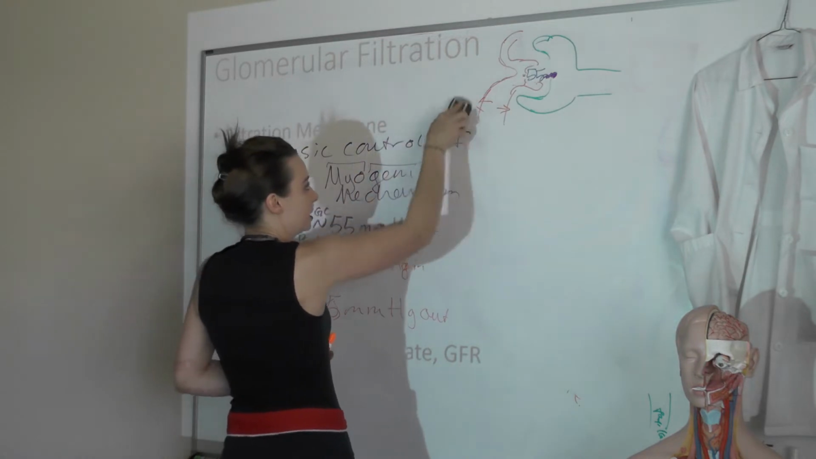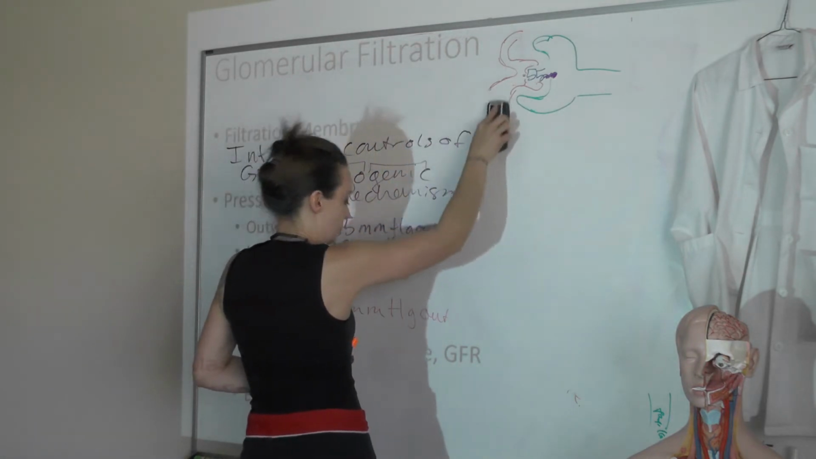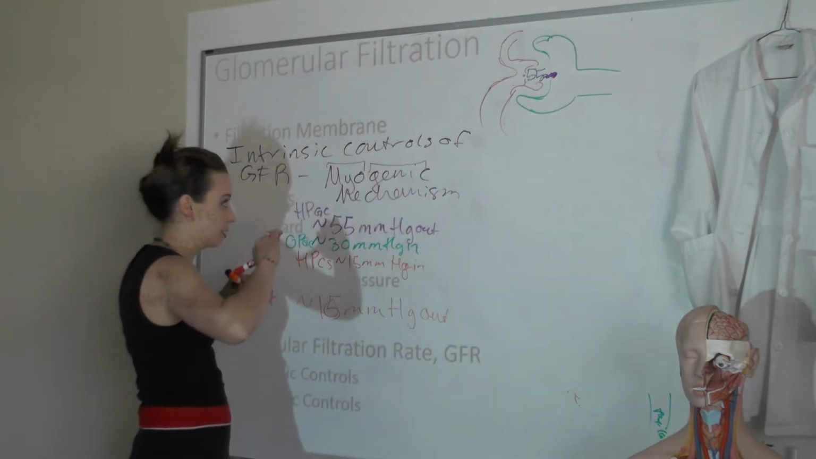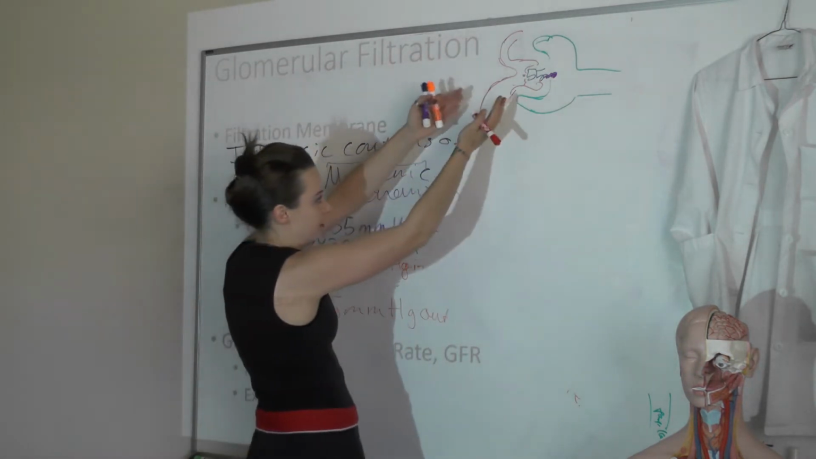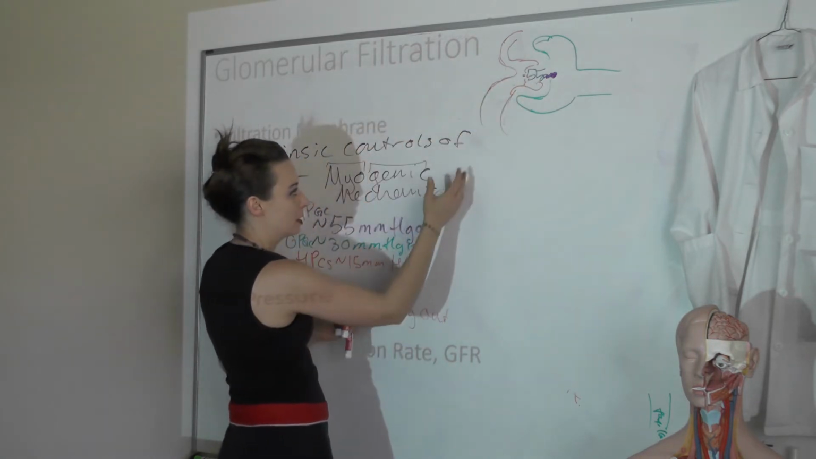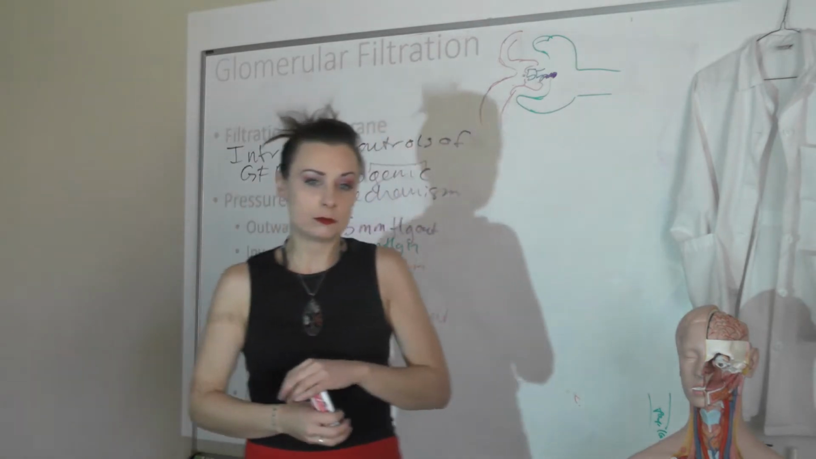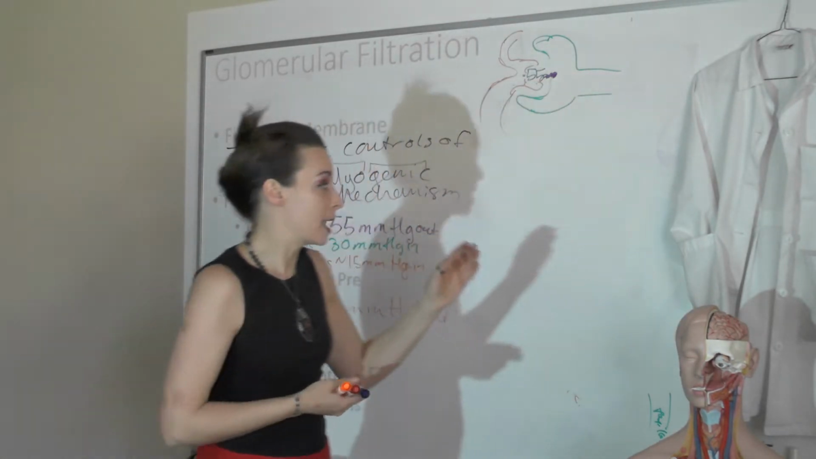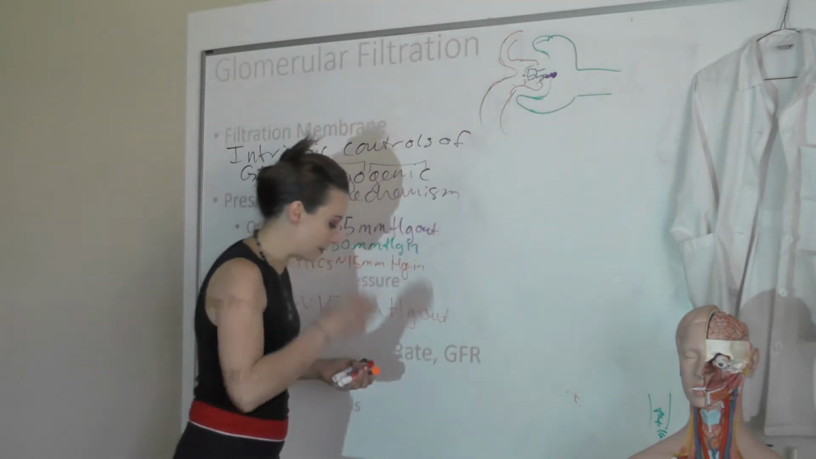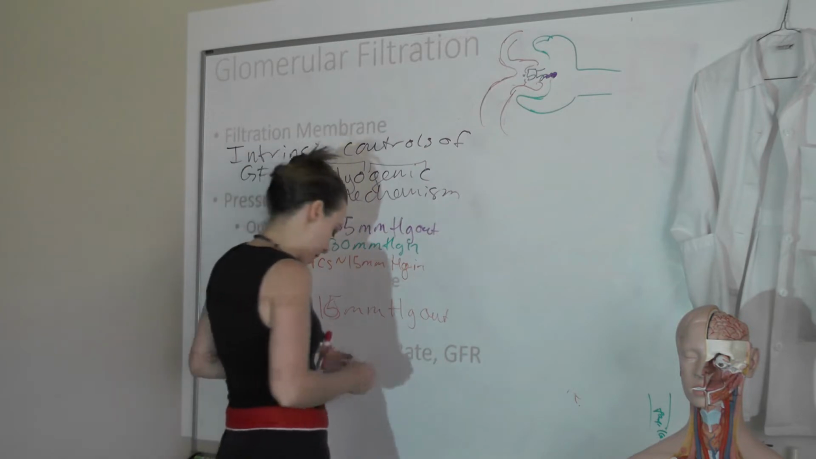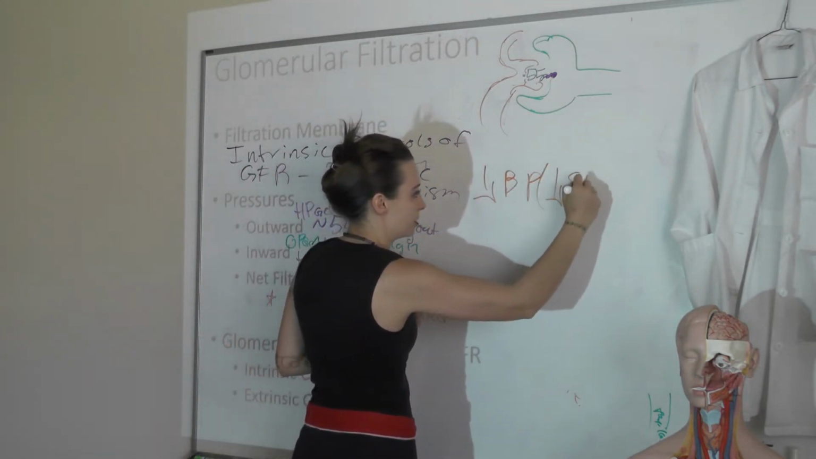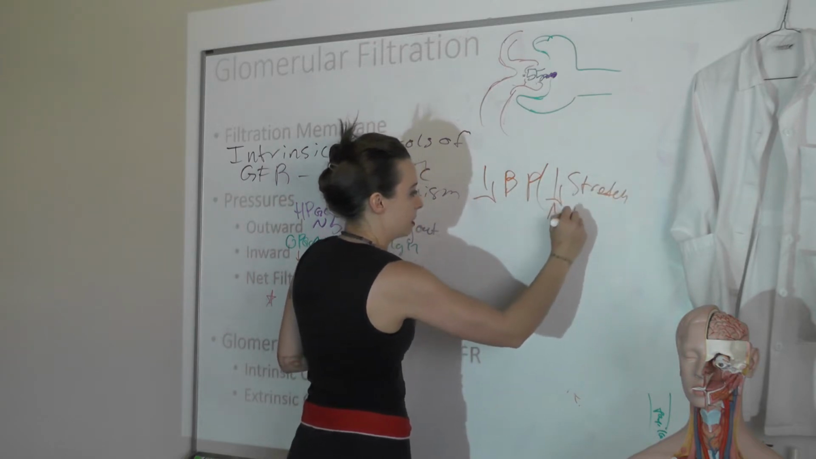So now we're sitting here at rest, and we have about 55 millimeters mercury pressure out due to hydrostatic pressure in the glomerular capillary, and then my blood pressure drops. What's that going to do to stretch? It's going to decrease the stretch, right? So it'll decrease the diameter of my afferent arteriole. So I get a drop in blood pressure. This is going to decrease my stretch of my afferent arteriole.